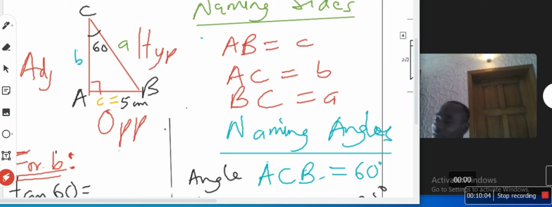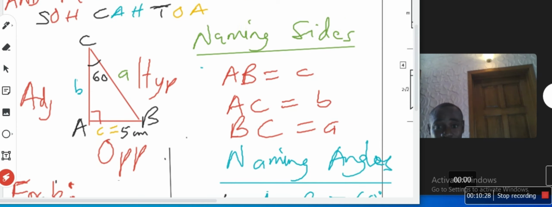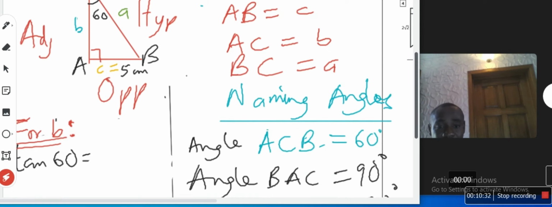It is very, very necessary. Because when you are given questions, they ask you to calculate angle ABC, angle ACB. You need to know where that angle is. That's actually why I'm explaining it. We've talked about how to name sides because you may be asked to find the length of a side. Now, how do we name angles?